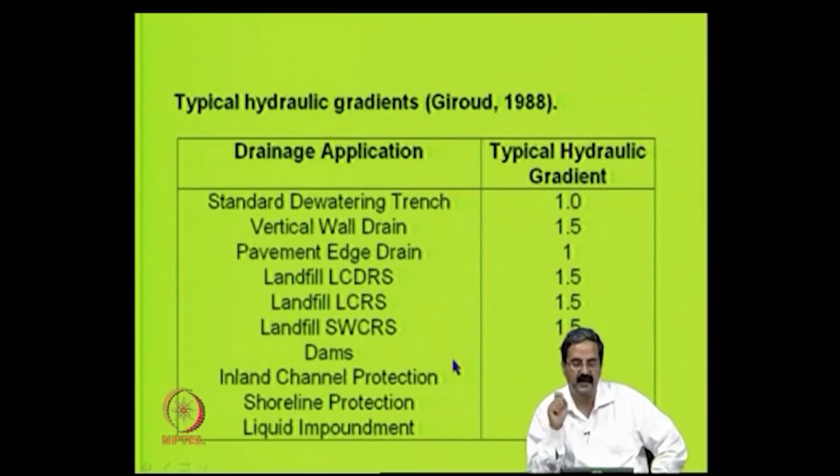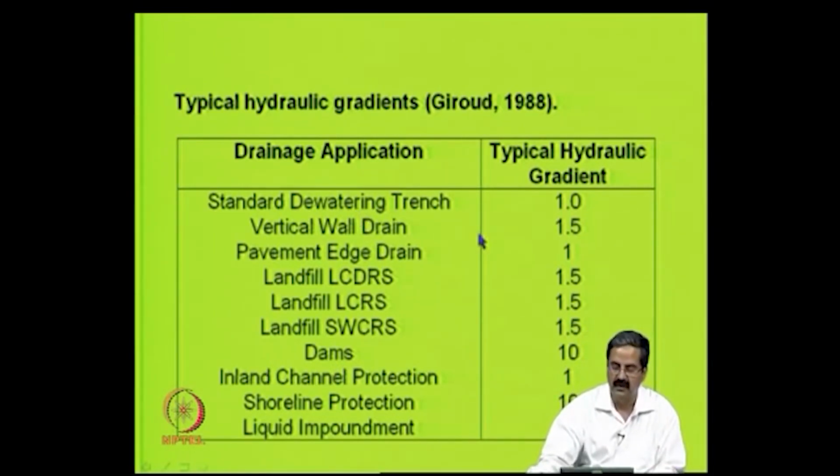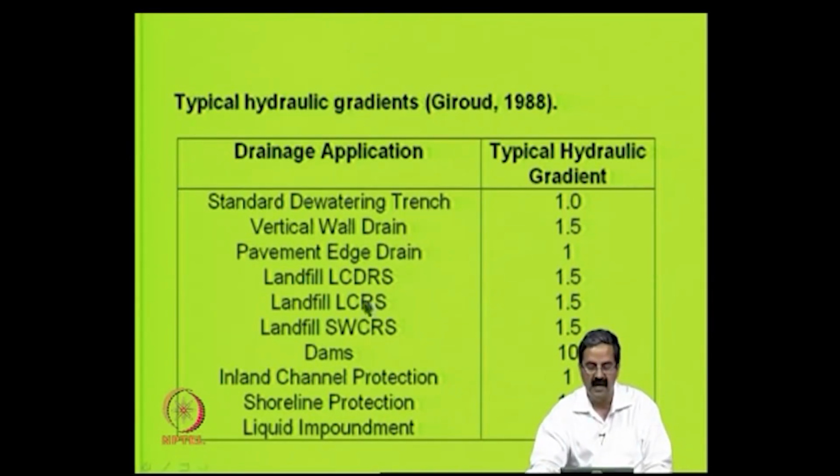He also identified the hydraulic gradients, because the hydraulic gradient in each application is different, and one should use gradients properly. Otherwise, you can't assume the same type of hydraulic gradient everywhere. The behavior in the case of a dam could be different from a small trench. So, he identified typical hydraulic gradients: for example, a standard dewatering trench is about 1, a vertical wall drain about 1.5, a pavement drain 1, landfills about 1.5, and dams and liquid impoundments 10.